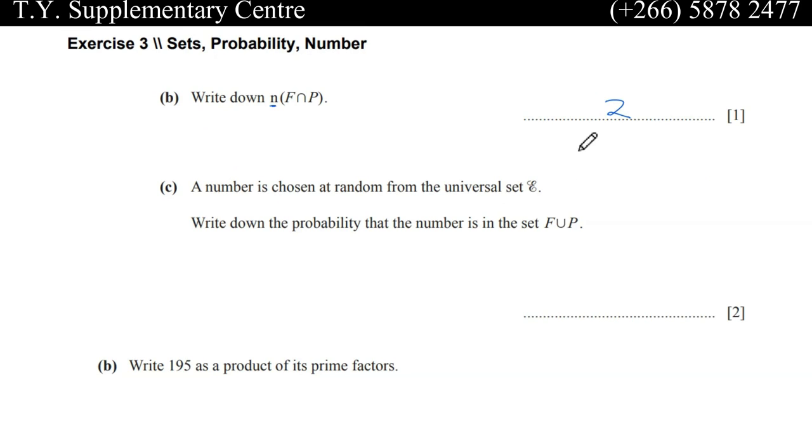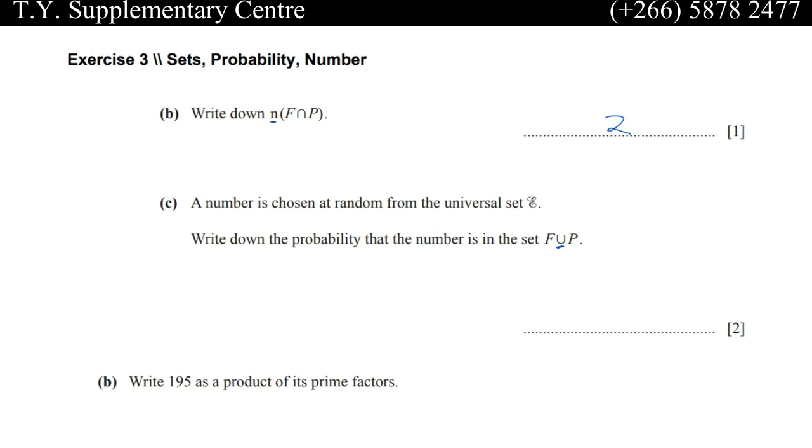And then for number C, we are told that a number is chosen at random from the universal set. That is, only one number is chosen at random from the universal set. And then write down the probability that the number is in the set F union P. Remember, the union of a set means all of the elements in set F together with all the elements in set P. So since we want to find the probability, we want to find how many elements are in F union P out of the total number of elements that we have in the universal set.